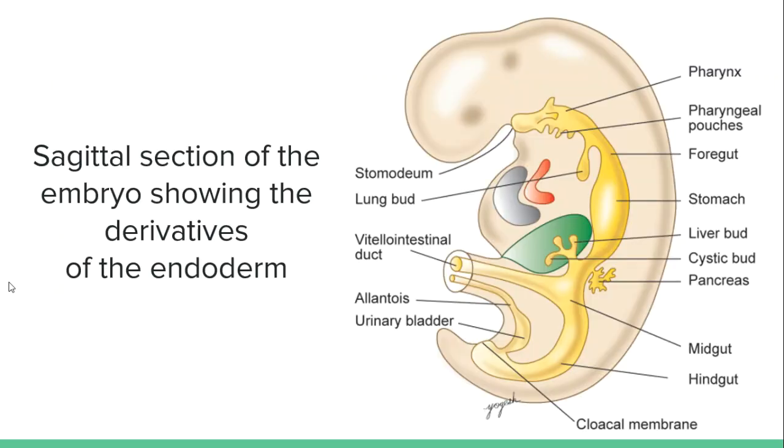Derivatives of the primitive gut. This is a sagittal section of the embryo, showing the derivatives of the endoderm. Looking critically, on your right there is the embryo showing the derivatives of the endoderm. So look at the pharynx, the first one. Look at the pharyngeal pouches, the foregut, the stomach, the liver bud, the cystic bud, the pancreas, the midgut and the hindgut. You have the cloacal membrane, you have the allantois, and then you look at the urinary bladder, and then the vitellointestinal duct, the lung bud, and then the stomodeum.